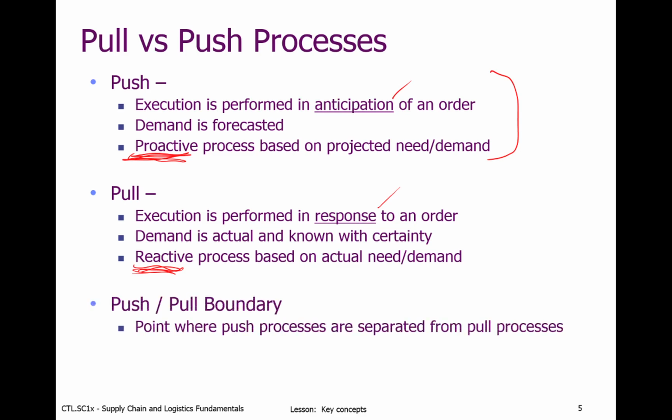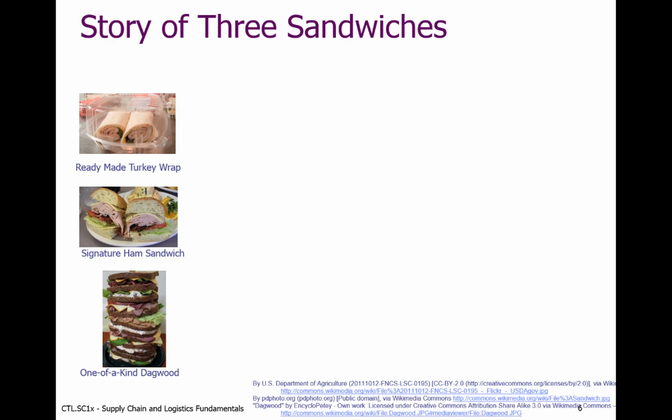And the point where your supply chain changes from being a push to a pull is sometimes called the push-pull boundary or the push-pull point. And it's the place where you're done doing inventory based on a forecast and you're switching it to actual demand. So let's continue on with our example, and let's talk about 3 sandwiches.